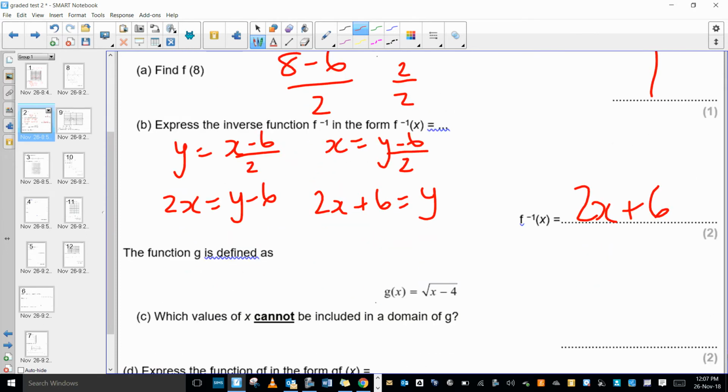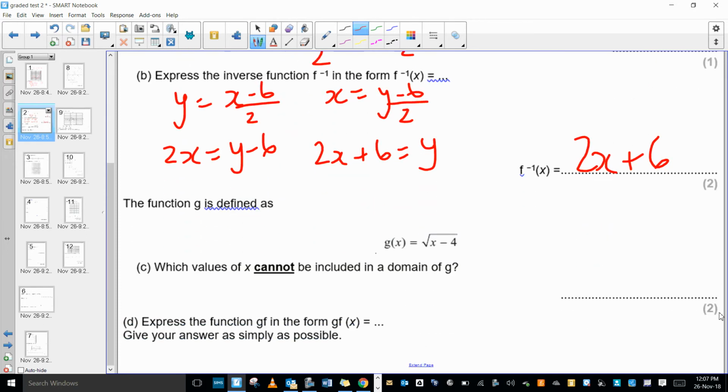Which cannot be included in the domain. So we know that the domain, so the values that go into this expression here, have to be greater than or equal to 0. So in other words, to be excluded, it means that x has to be less than 4. Because x minus 4 has to be greater than or equal to 0, so x has to be greater than or equal to 4. So in other words, less than 4 has to be excluded.